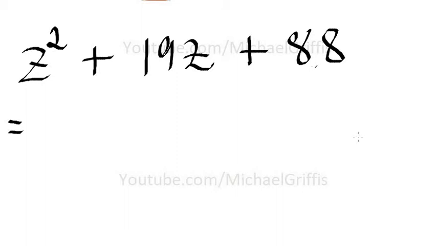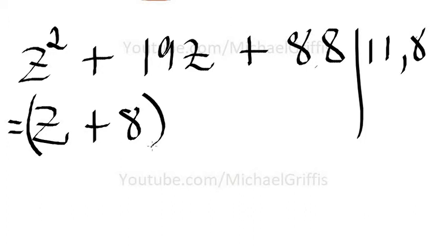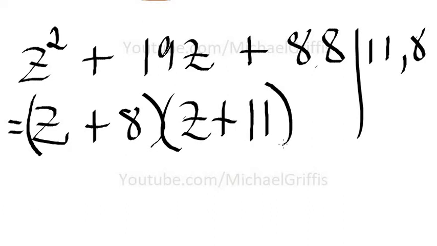What about 11 and 8? Well, 11 plus 8 is 19, and 11 times 8 is 88. So that was pretty easy. So z plus 8 times z plus 11. Hey, that wasn't too bad. Of course, remember, we can always check our work.